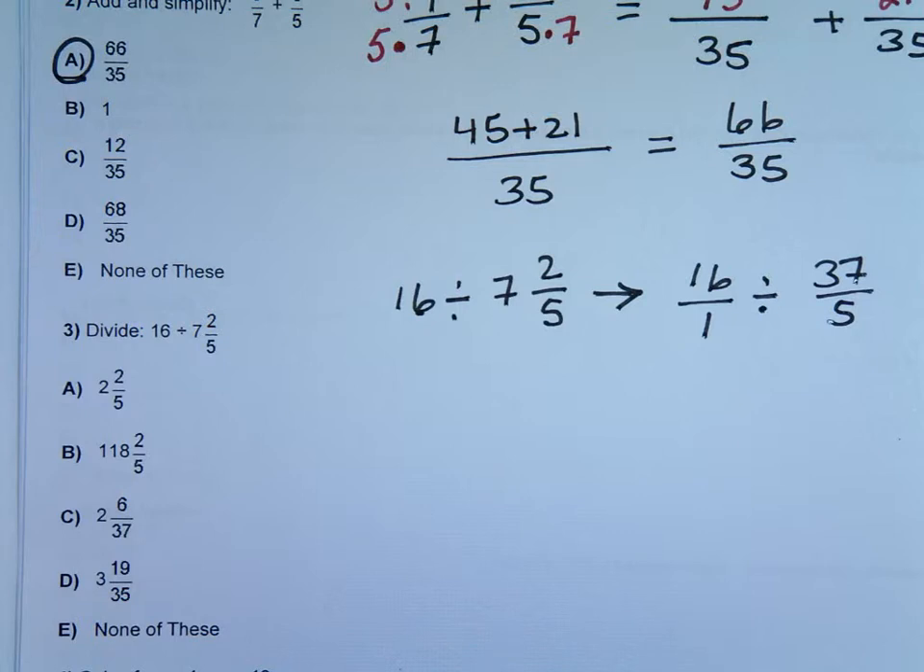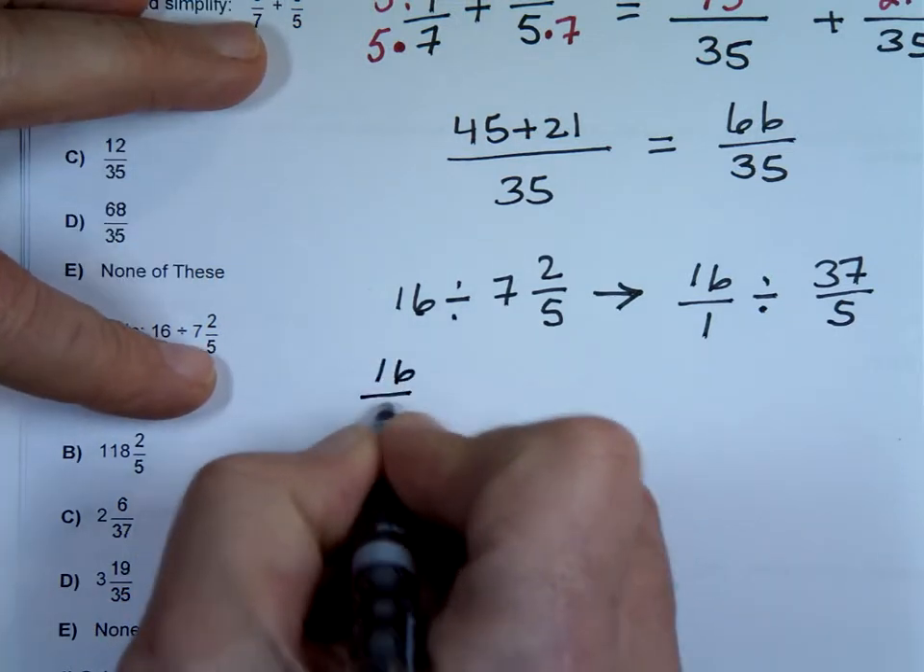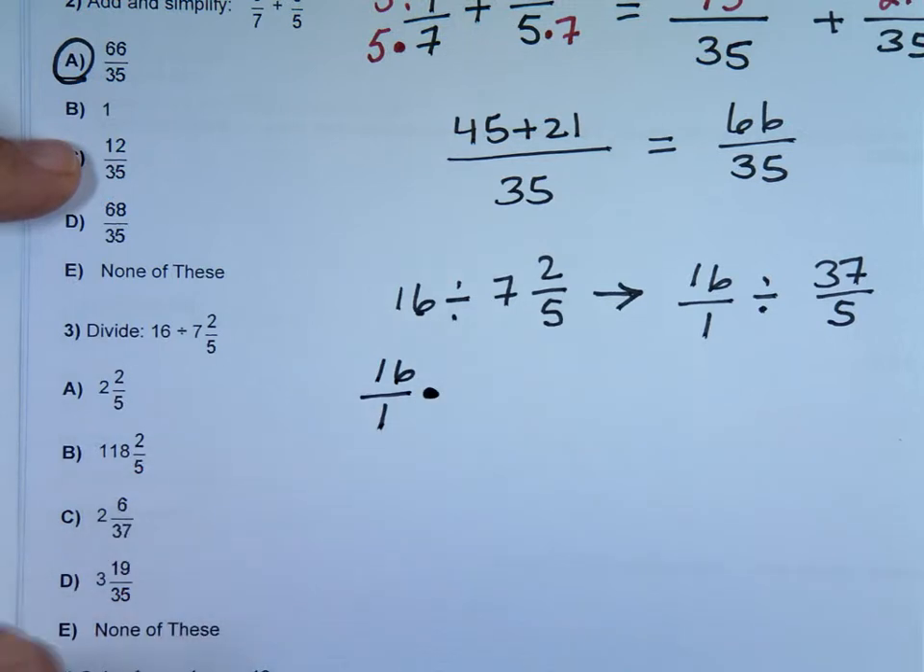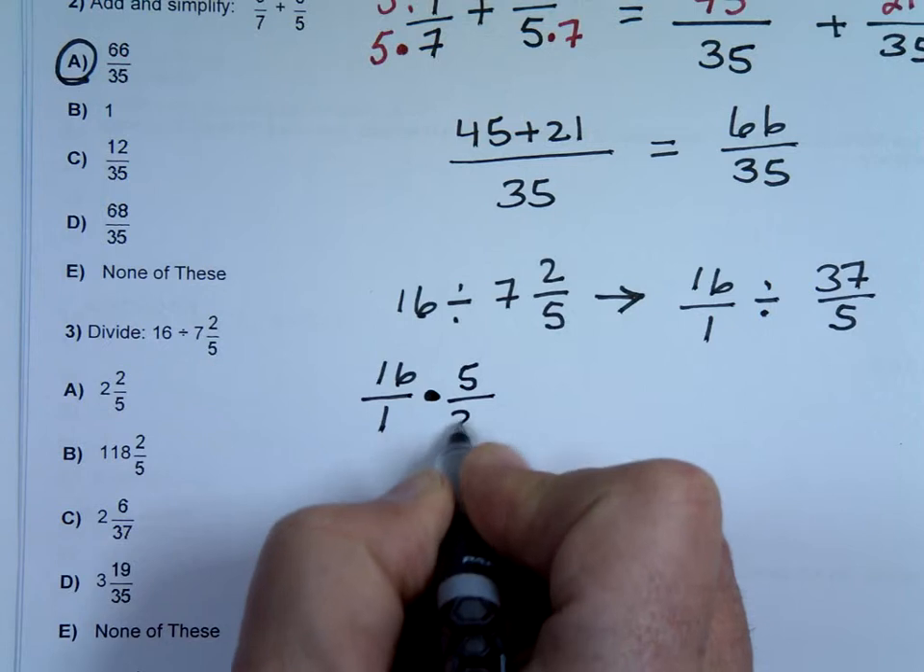And how do we do divisions? Keep, change, right? 16 over 1 times 5 over 37.